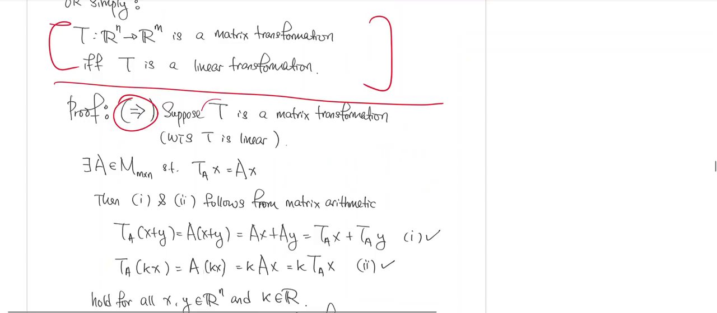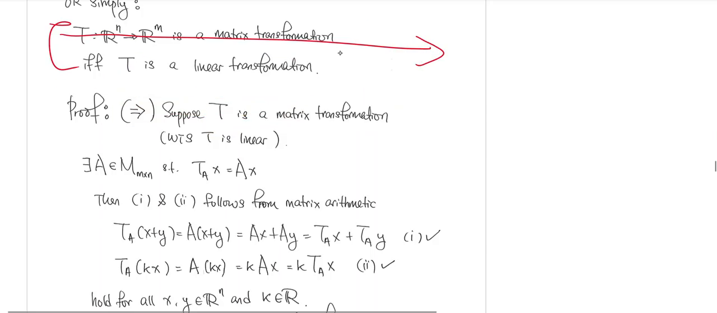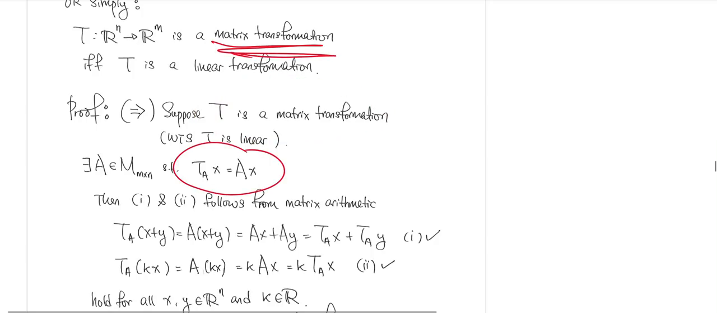What it says is that if T is a matrix transformation, we want to show that the matrix transformation is linear. That is redundant actually, because we already know that. If you have a transformation that is a matrix transformation, of course it's linear, because by definition, something being a matrix transformation means that there exists a matrix such that the transformation is in this form. That's the definition of some transformation being a matrix transformation.